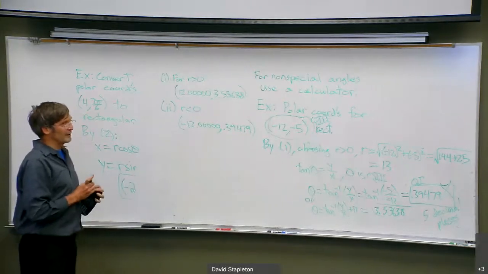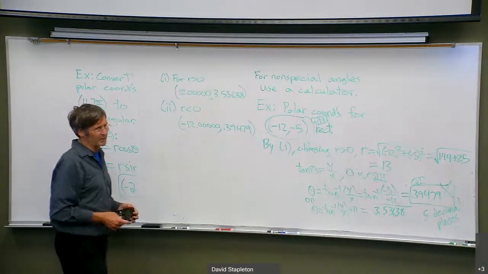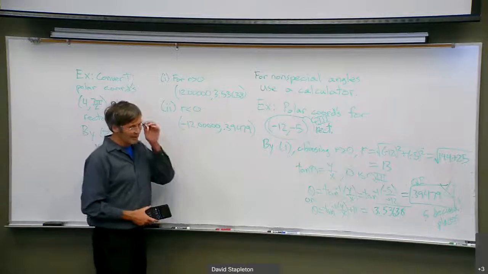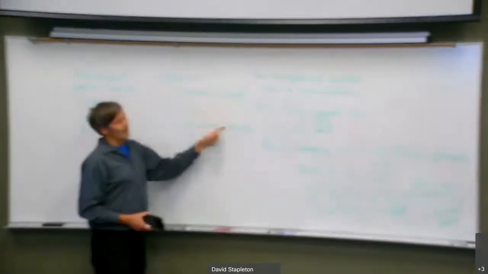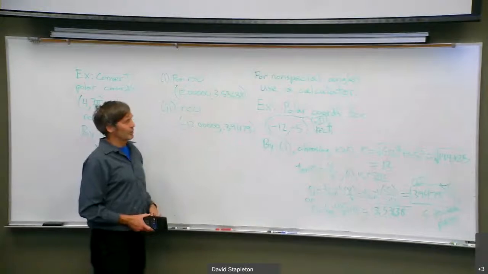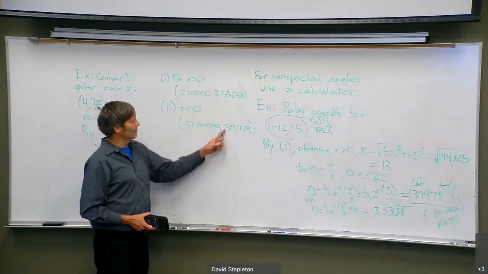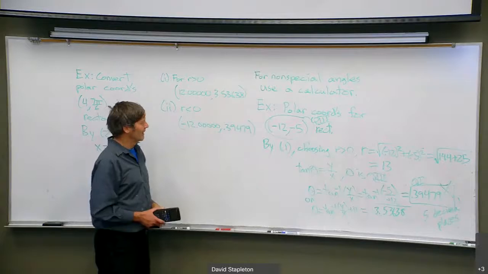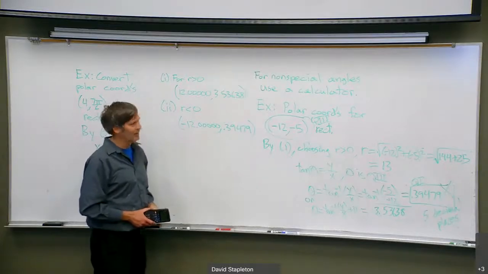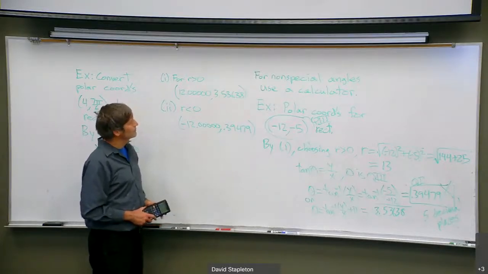Sometimes people like you to give an answer between 0 and 2 pi. I won't ask that. Let's just say for the exam, pick any theta you want that is correct. You can put this one plus 2 pi if you want, or this one minus 2 pi if you want, whatever angle goes to the right point. Questions on that one?